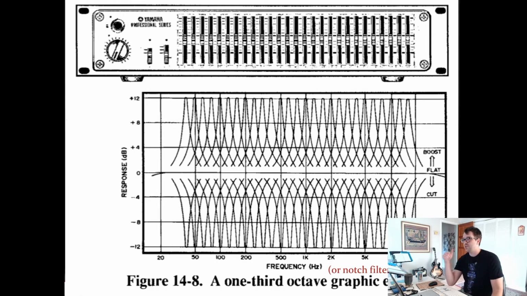This EQ unit has multiple names now. This used to be called graphic EQ, but now we usually call it notch filter EQ because it's a bunch of notches together.